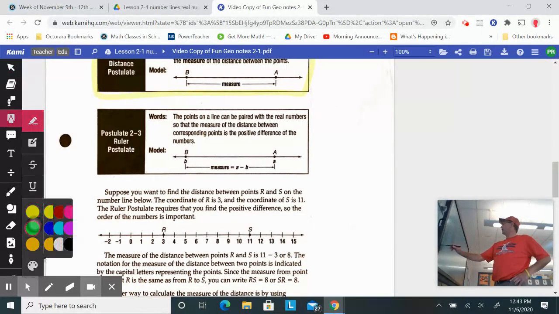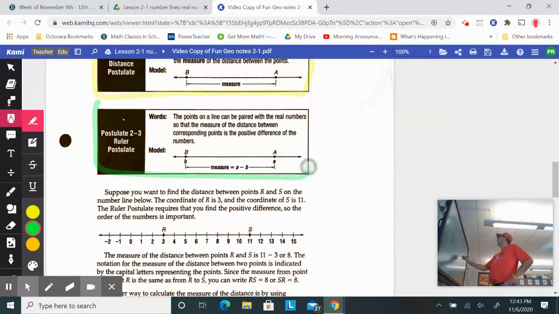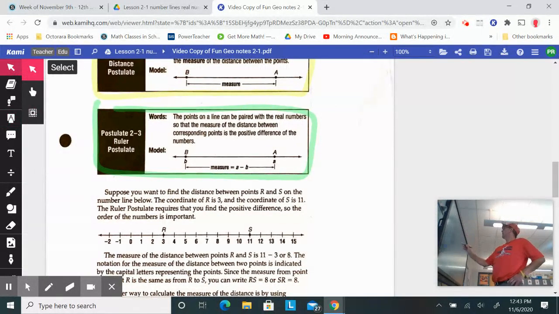And then you have the ruler postulate, which is the one right below it. And that says, the points on a line can be paired with real numbers so that the measure of the distance between corresponding points is the positive difference of the numbers. Difference meaning subtract.